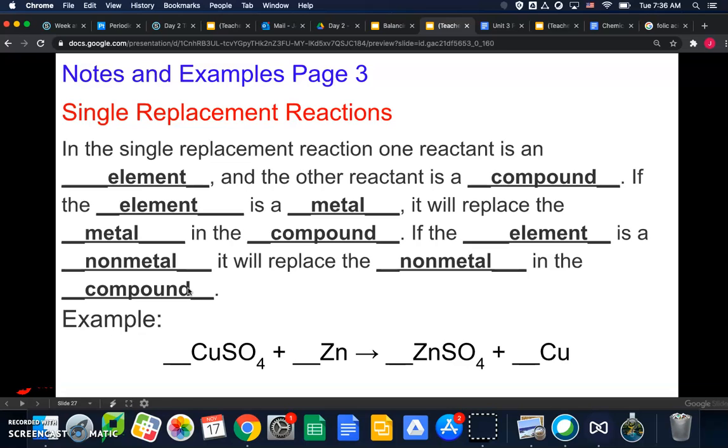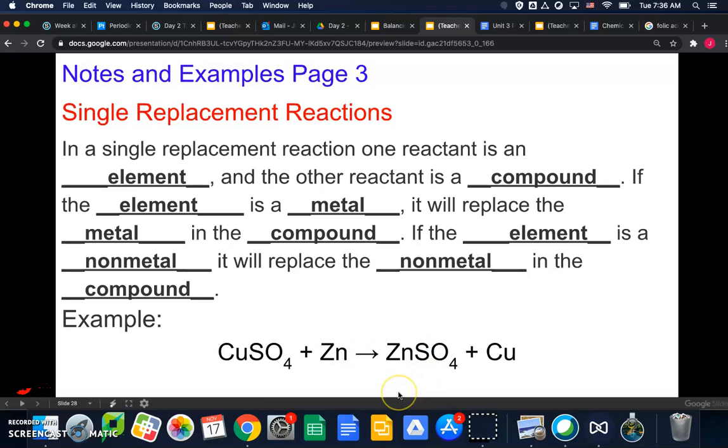This one's a really easy example to balance. Why? Well, it's actually already balanced. Look, we have one copper on this side, one copper on this side, one sulfur on this side, one sulfur on this side, four oxygens, one zinc, one zinc. You can get rid of the blanks because this one's already balanced. We don't need any coefficients.